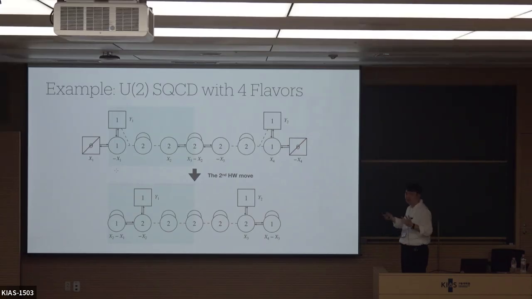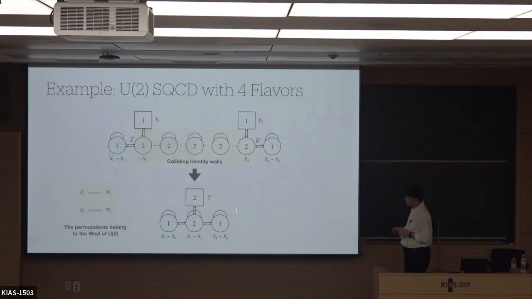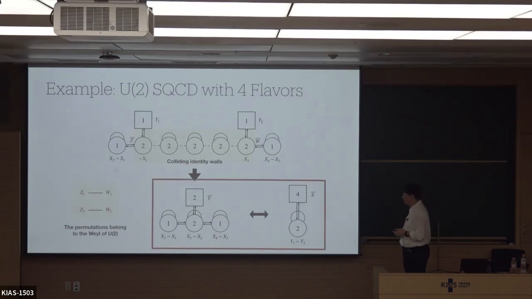whose meaning is clear, because as I mentioned, the rollover identity wall just triggers a Higgs mechanism, which breaks the two global symmetries into the diagonal one, okay? So in this case, we also expect that the role of these colliding identity walls is just identifying those two global gauge symmetries, U2 global gauge symmetries. So we obtain this theory, which is exactly the known mirror symmetry of the U2 with the 4 flavors.